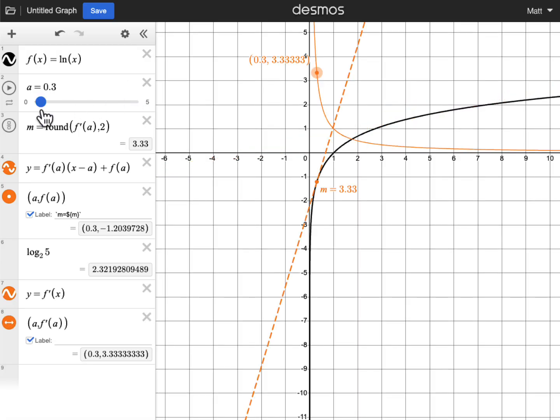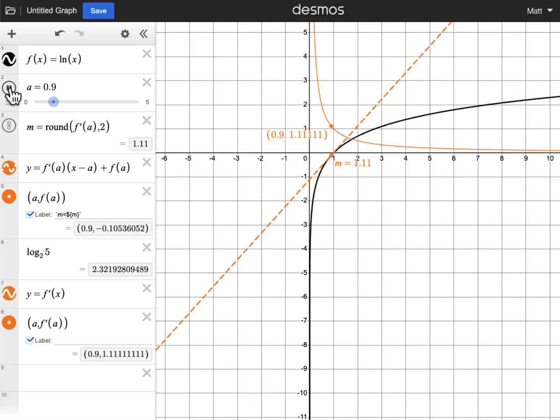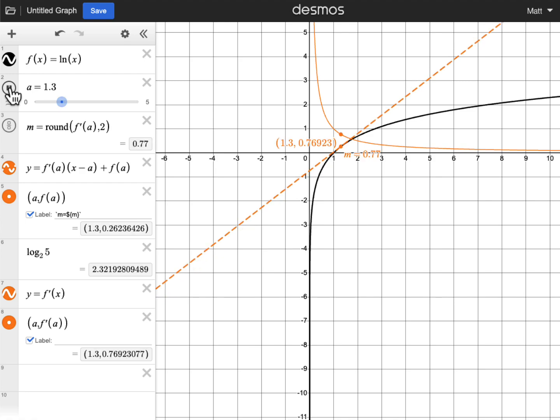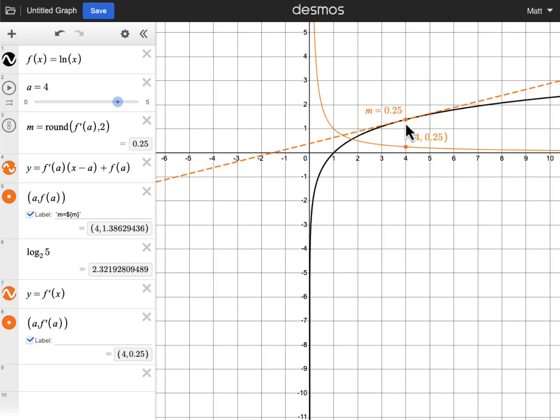Now if I reveal the graph of the derivative, you can see that for any x value, the slope of the tangent line, when you plot it as a y-coordinate, produces points along this orange curve. Pausing here at x equals 4, the slope of this tangent line is 1/4, and so the graph of our derivative, when x is 4, should output that slope of 1/4, putting our point right here.